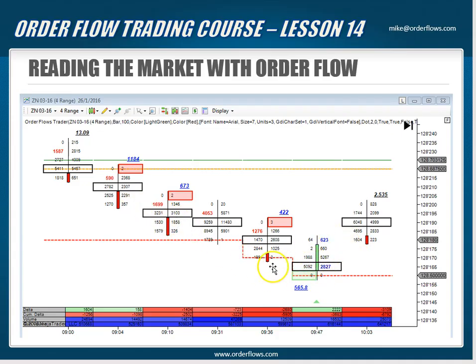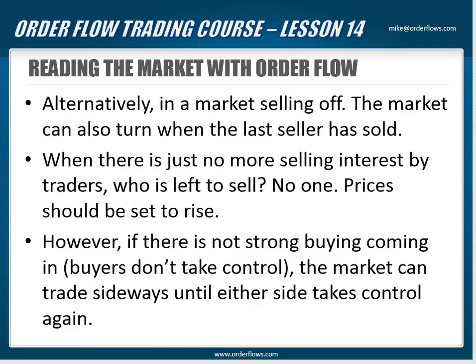Earlier sellers were in control. Now all of a sudden you see buyers take control. So alternatively, in a market selling off, the market can turn when the last seller has sold. It's not always a clear-cut case where buyers are taking control. When there's no more sellers to move the market lower, the market will just naturally rise.